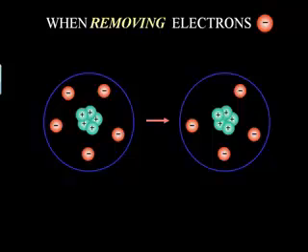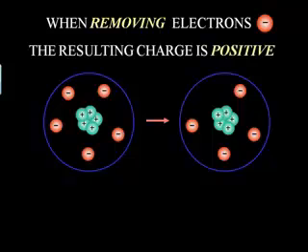Removing electrons, the resulting charge is positive. If I'm starting with equal numbers and I take away negative charge, then the net result is that I'm going to have more positive charge left. This is called a cation. If we have a positively charged ion, we refer to that as a cation.